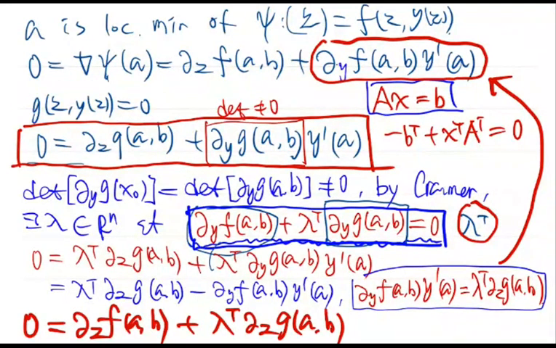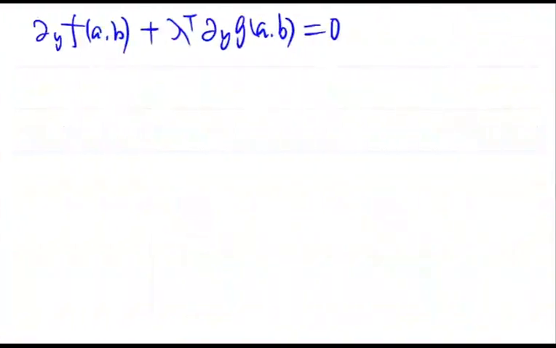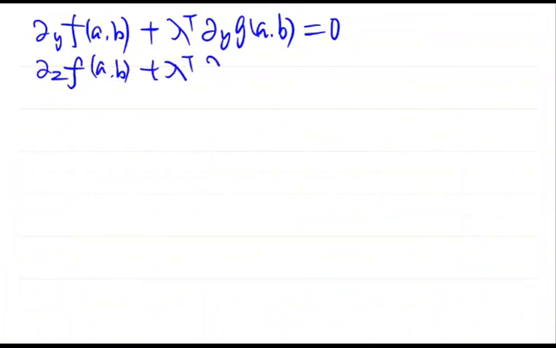Okay, and then by some simple multiplication, we will obtain the last equality. So we'll copy this equality to the next page, and then we will get our result. That is dz f at AB plus lambda transpose dz g at AB also 0. Okay, we obtained these two equations.